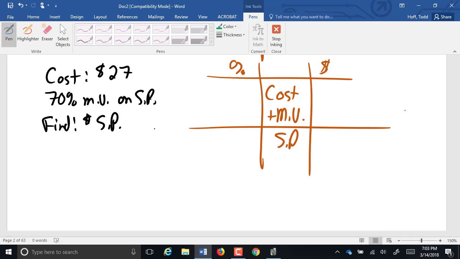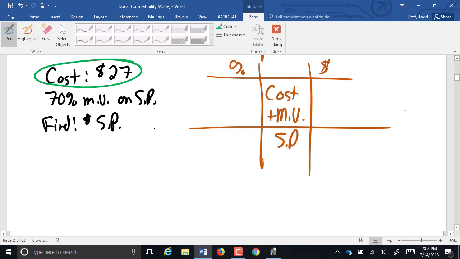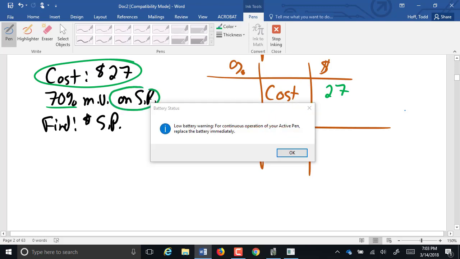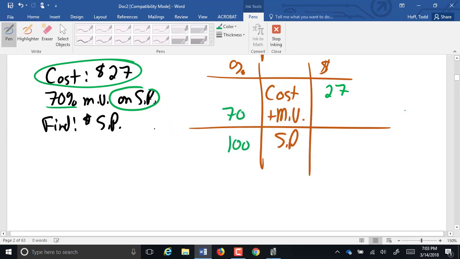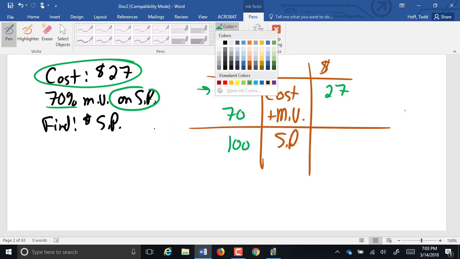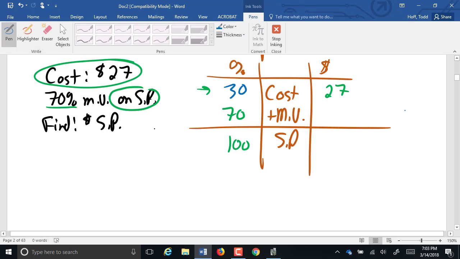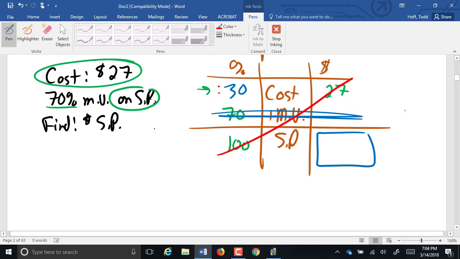Okay, so our table is the same. Where's the $27 go? Cost, good. 70% markup. Where's the 100% go? On the selling price. What goes up here then? 30%. 30 plus 70 equals 100. We are looking for selling price, so we don't need this row. So 100 times 27 divided by 30 is $90.